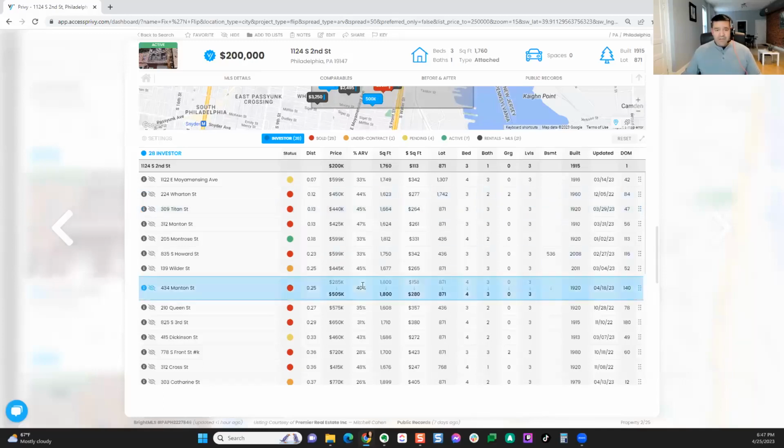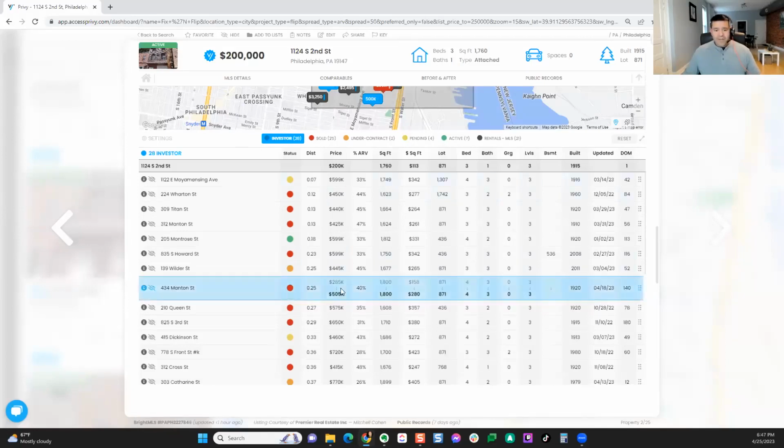So the percentage of ARV on this house that took me a minute to find is lower than 50%. I didn't have to cold call or skip trace or send out an expensive mailing campaign. Privy literally found this thing and pulled that needle out of the haystack without having to do any complicated off-market marketing stuff.